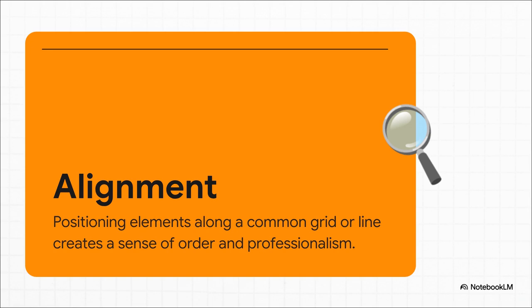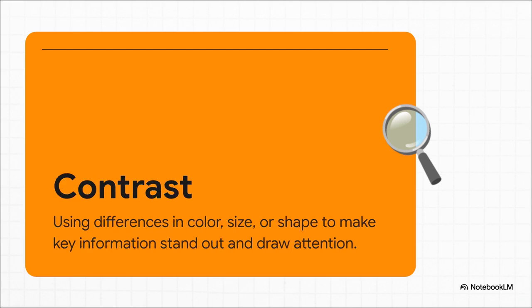Then we have alignment. This is like the invisible grid holding a design together. When all your text and images are lined up along a common edge, it just creates this sharp, organized, intentional look. It's the visual difference between a messy pile of papers on a desk and a perfectly tidy stack. Now, to really make things pop, designers use contrast.